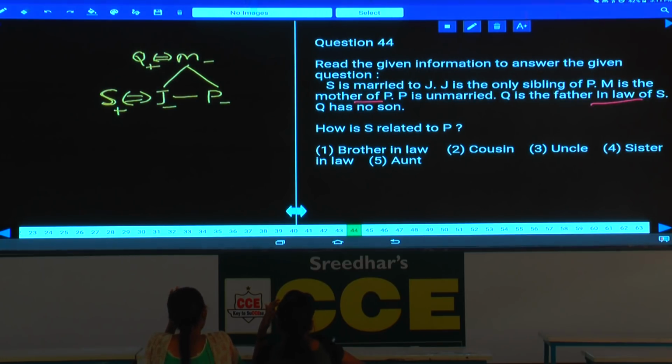Then how is S related to P? Tell me, how is S related to P? P's sister is J, and sister's husband is brother-in-law, choice 1. Question number 44, choice 1.